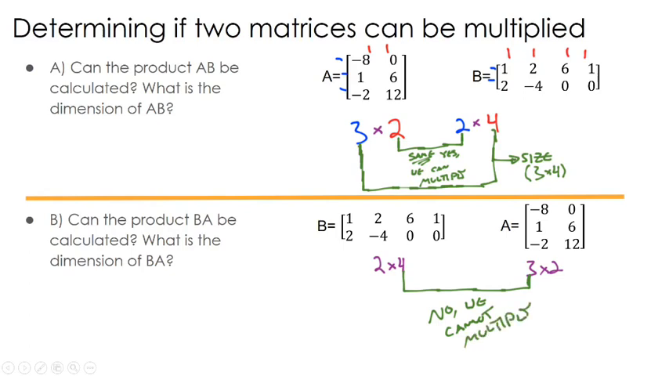So the second question, what is the dimension of BA, is irrelevant because I can't look at these to figure out the size of the answer matrix when I can't multiply them at all. And so the moral of the story is I just want to write out the dimension of each of my matrices. I have a 3 by 2 and I have a 2 by 4 right here. Since the number of columns of the first matrix matches the number of rows of the second matrix, yes, we can multiply them. And then we look at the outside two numbers to get our dimension. But if those inside two numbers don't match, then we can't multiply the matrices at all, and we might as well just stop right there.